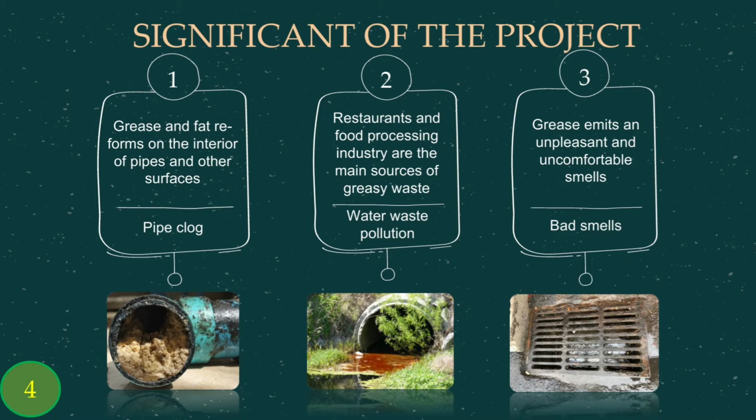Next is the significance of the project. So what is the problem that makes us want to make this product? First, grease and fat form on the interior of pipes and other surfaces, which causes pipe clogs. Secondly, for your information, restaurants and the food processing industry are the main source of greasy waste that can cause water pollution. Third, grease emits unpleasant and uncomfortable smells, or we can call it bad smells.